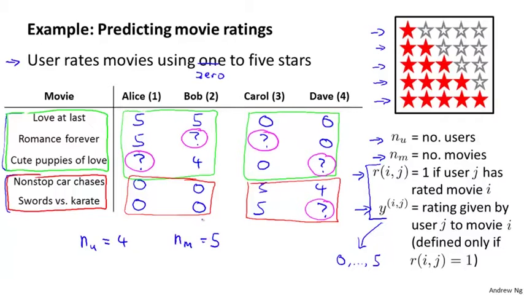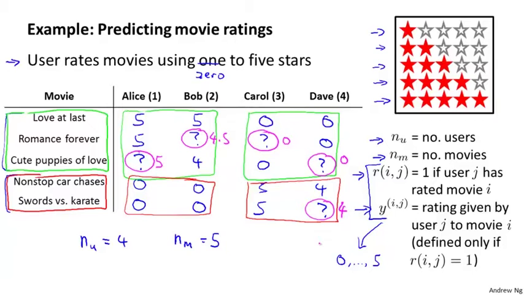But looking at this data, if Alice and Bob both like the romantic movies, maybe we think that Alice would have given this a 5, maybe we think Bob would have given this a 4.5 or some high value, whereas we think maybe Carol and Dave would have given these very low ratings. And Dave, well, if Dave really likes action movies, maybe he would have given Swords and Karate a 4 rating or maybe a 5 rating.